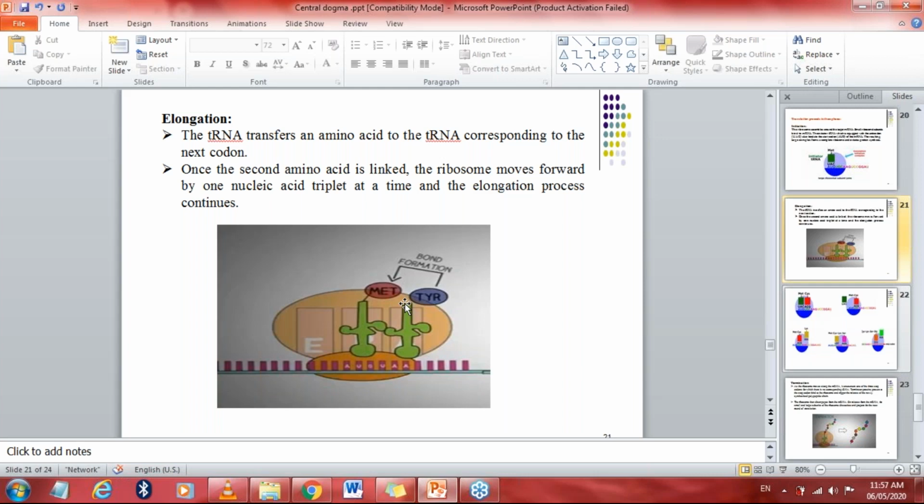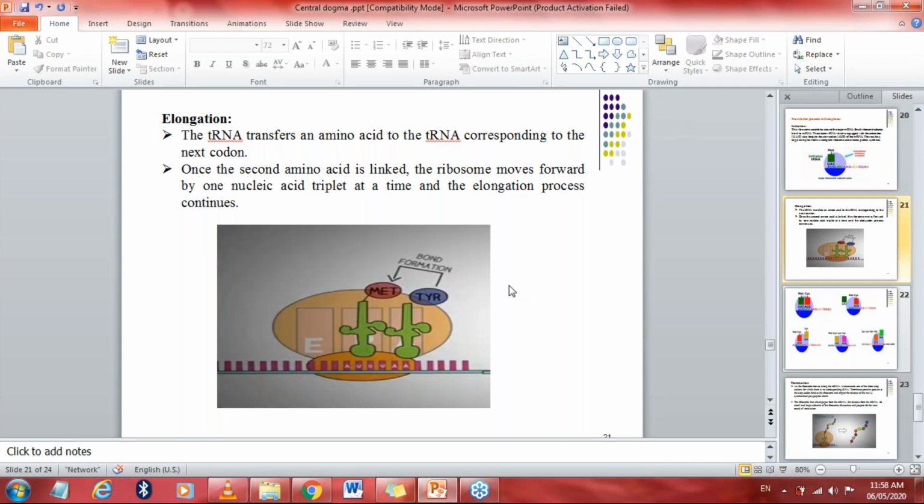Now when they make a new bond, our peptide chain is formed, and this tRNA will shift to the E site, through which it exits. This tRNA will go out from the ribosomal unit, and this process will continue. When they both are bound with each other, they will shift to the P site. A new tRNA will come here with a different amino acid. Now these three amino acids will make a bond with each other, forming a peptide. They shift to the P site, then exit through the E site.